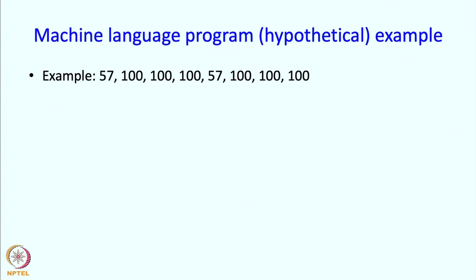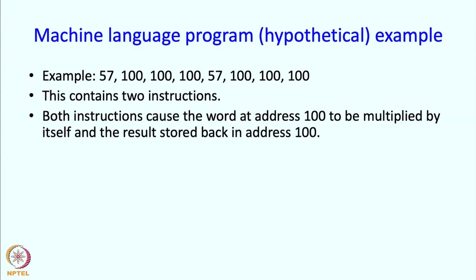Okay? So if the program is present in memory, the control unit will first execute the first instruction and then it will go and execute the second instruction. That is how the control unit will behave. So suppose the control unit does that, what will happen? Well, both instructions are really identical.